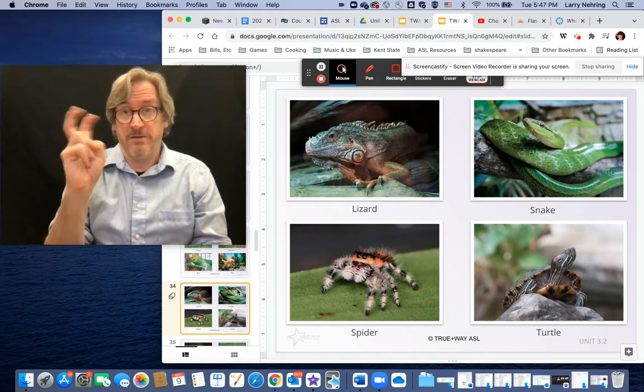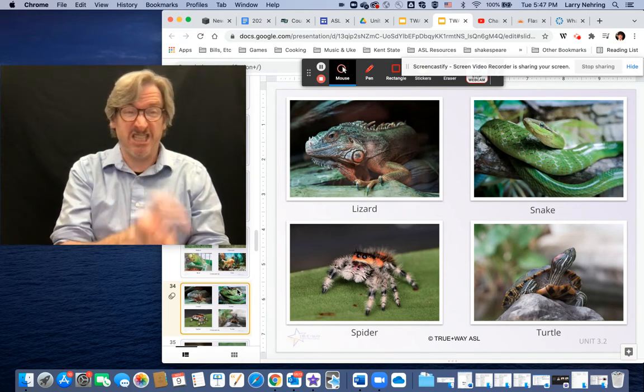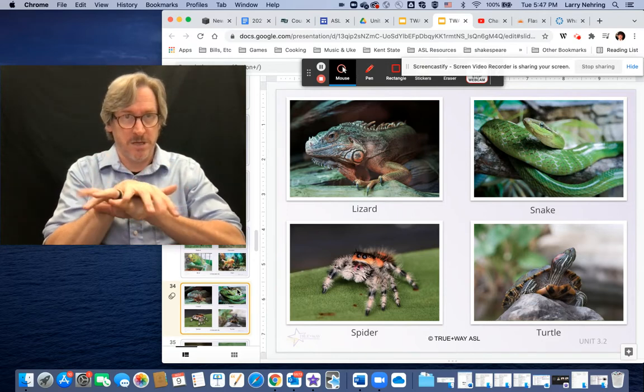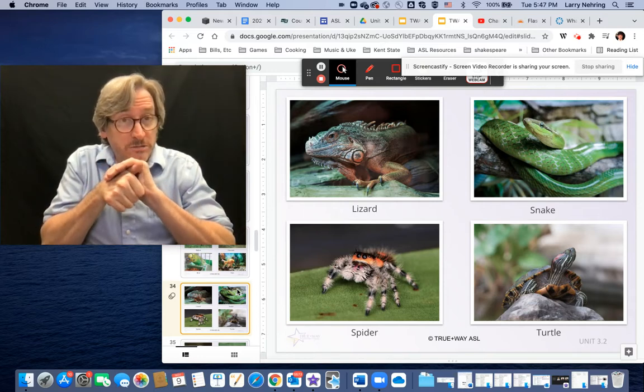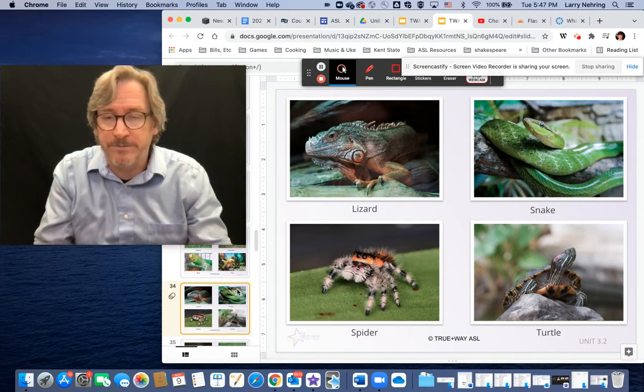Snake, their fangs. And usually there's an S. Spider. Spider. Boom, boom, boom, boom. Ugh, I hate spiders. Turtle. So here's the shell, and here's the head. Turtle, turtle.